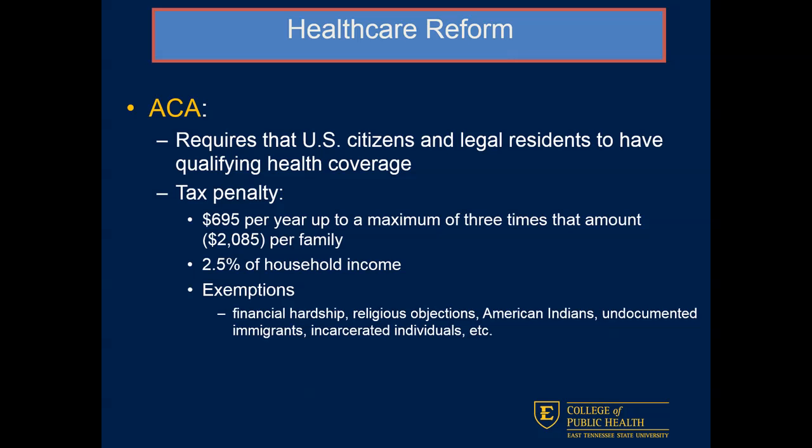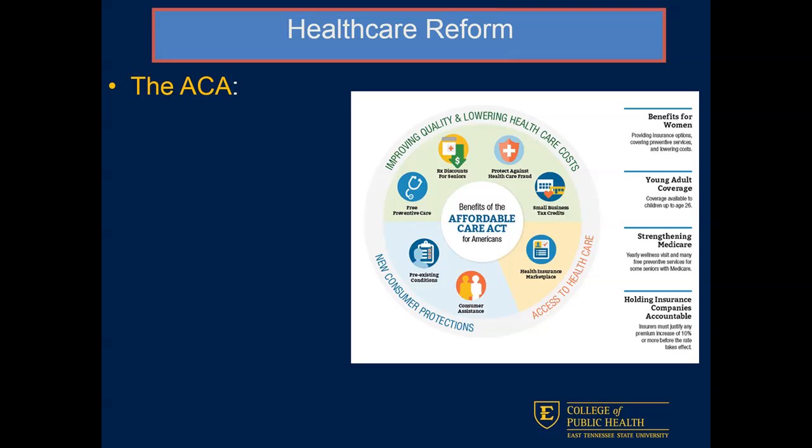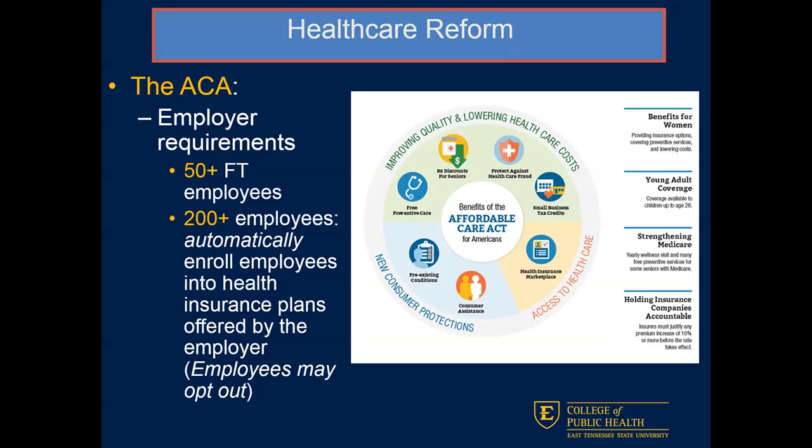This is also going to require employers with more than 200 employees to automatically enroll their employees in a health insurance plan offered by their employer, and then employees have the option to opt out of that. If you are an organization that has more than 200 employees, you have to automatically enroll employees in a health insurance plan and give them the option to opt out of that coverage should they choose. Again, a little more on the employer requirements that we just covered. You can see 50 employees. With 200, you automatically have to enroll them in the program.